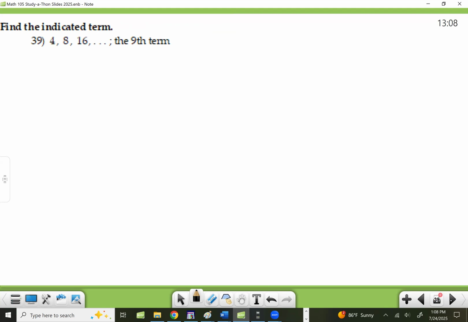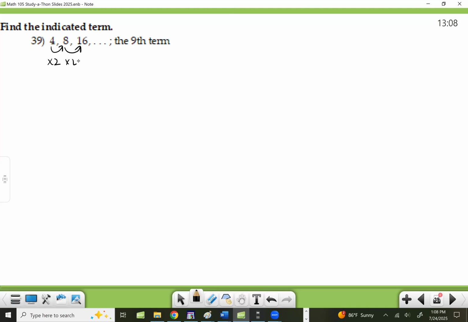Find the indicated term. Now, we are not adding anymore. Like if I did, that's plus 4, but that would be plus 8. So this is not arithmetic. This one is actually geometric. What we're doing each time is multiplying by 2, etc.